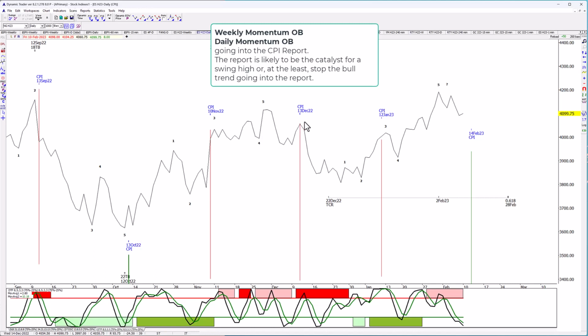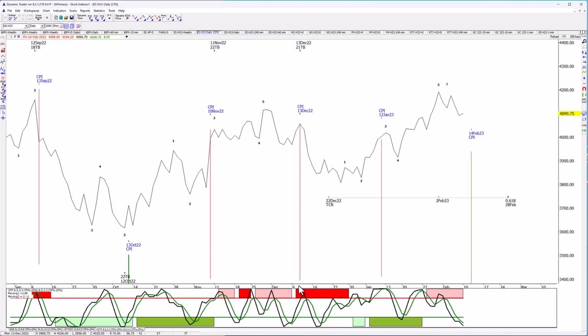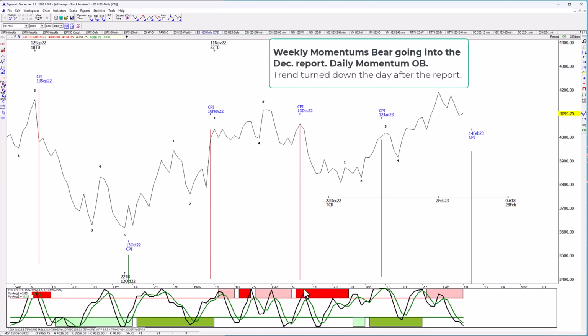How about the December report? Again, both the daily and the weekly momentums were overbought or bearish, so we had a more significant decline, because going into that report, it was the catalyst to complete just a 3 or 4 day correction and then continue the decline. How about going into the January report?